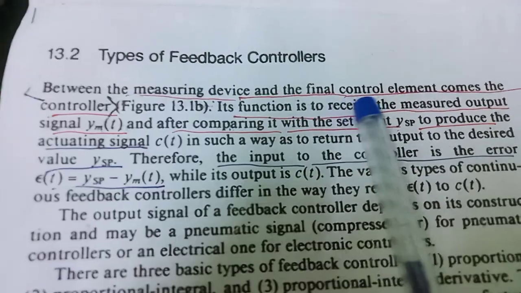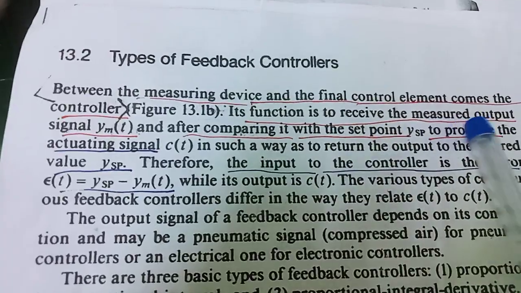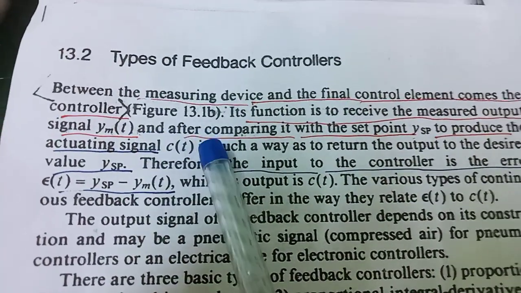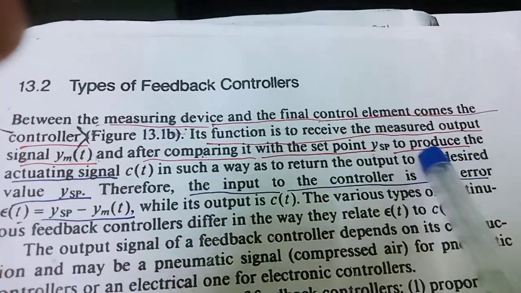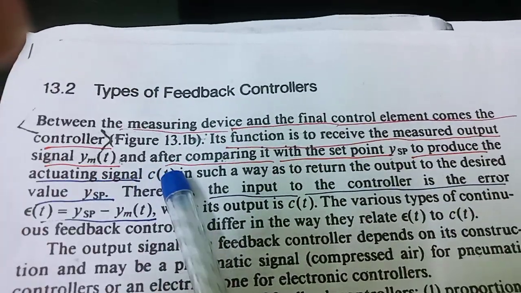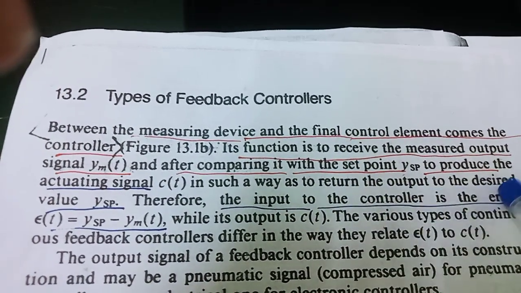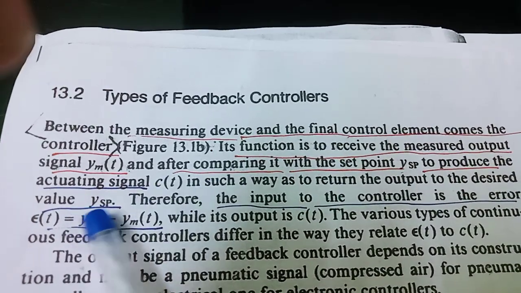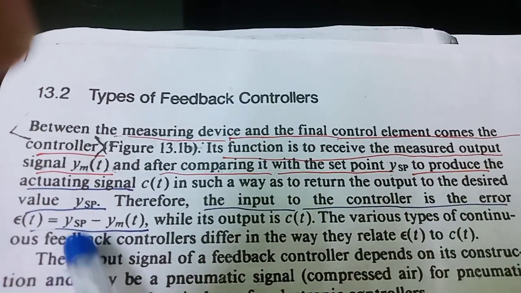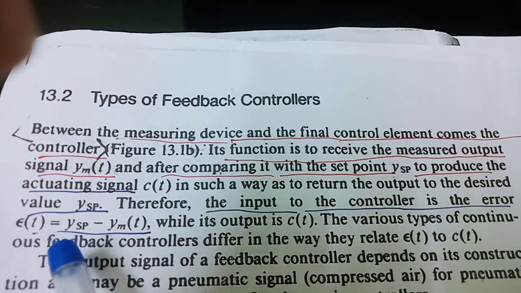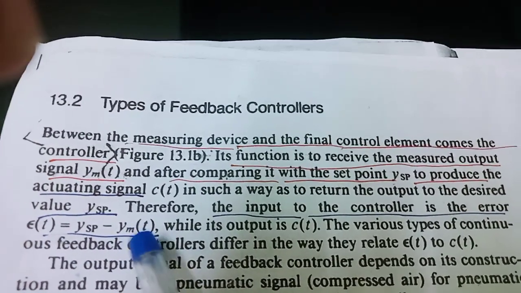Between the measuring device and the final control element comes the controller. Its function is to receive the measured output signal Ym(t) and, after comparing it with the set point Ysp, to provide actuating signals C(t) in such a way that the output comes to the desired set point value Ysp. So the input to the controller is the error, that is, the set point minus the measured control variable.